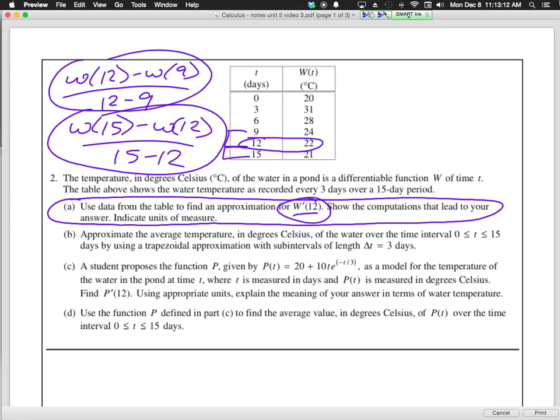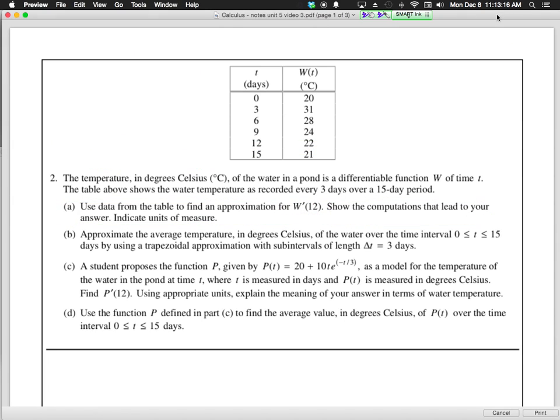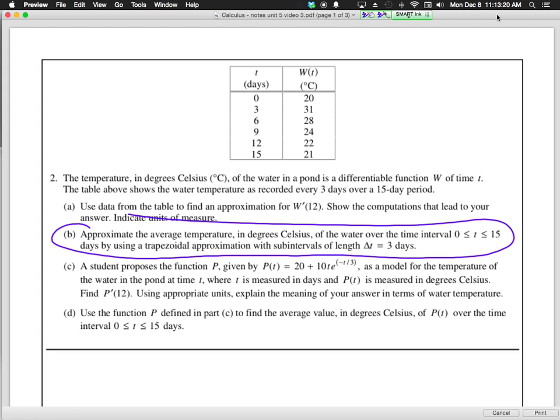All right, now. This isn't related to what we're doing today, but I want to go ahead and think about it. I mainly want to talk about that part right there. It says approximate the average temperature. What would we do to approximate or find average temperature?